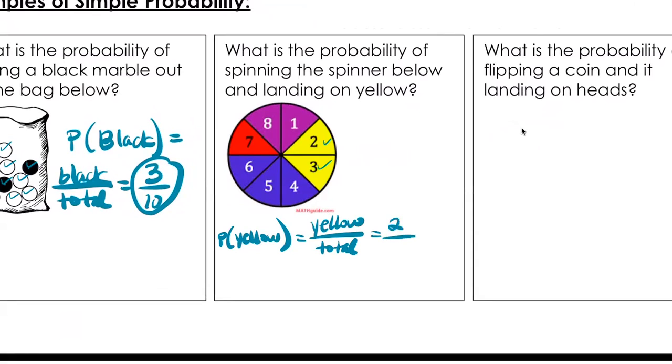How many sections are on the spinner in total? 1, 2, 3, 4, 5, 6, 7, 8. There's 8. So the probability of yellow is 2 out of 8. But 2 out of 8 is not in simplest form, so that's not how the answer is going to be written on your test. We're going to have to simplify that.